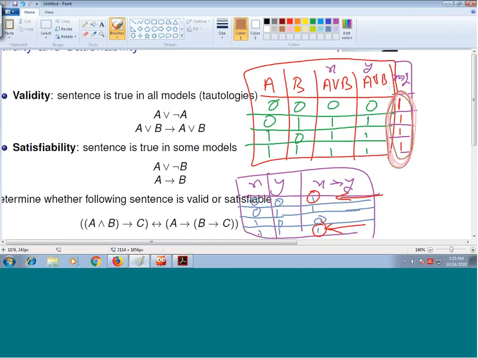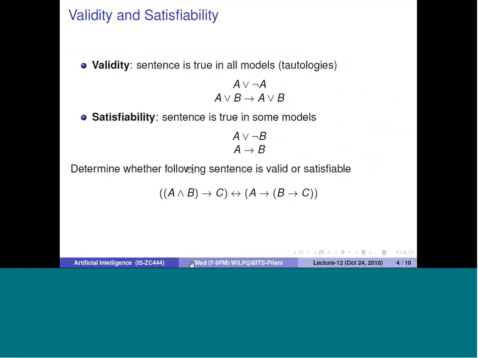So such a statement which is always true in all the assignments of A and B is called a valid statement, or tautology. The other name is tautology. So these two statements are tautologies. If you want to show that something is a tautology, one way is to create this truth table, and show that in all the assignments the value is going to be 1.